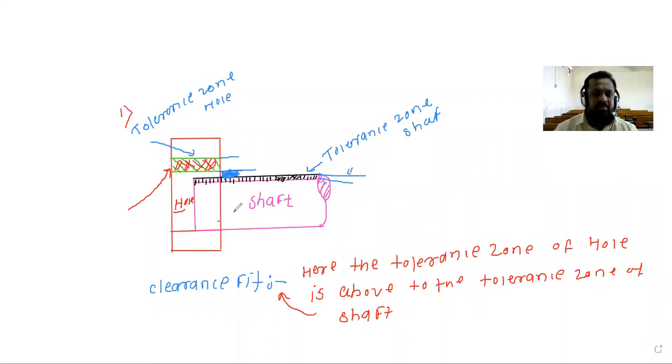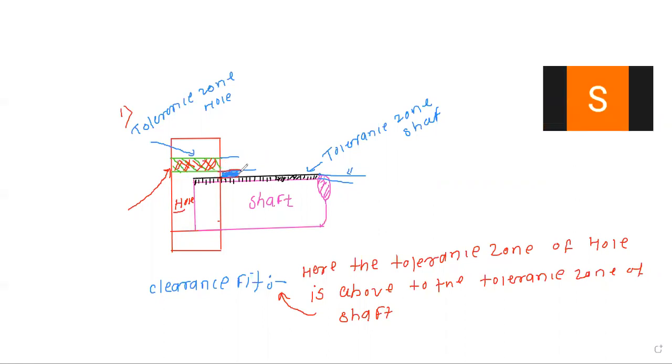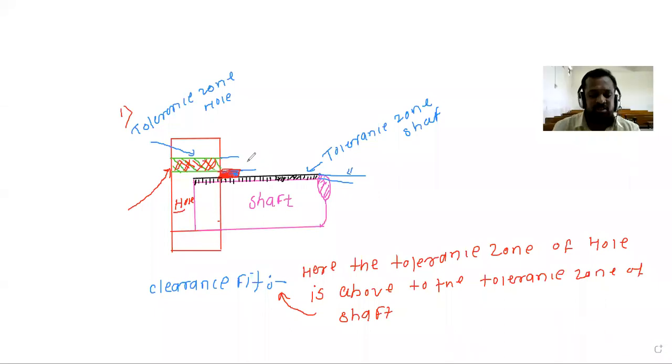Then tell me, during that clearance fit, it will create an allowance, whether it creates the allowance. Which type of allowance is there? This is called the clearance or allowance. It is a positive allowance. Why is it called the positive allowance? Because the shaft size is smaller than the hole size. So understood what is meant by the clearance fit.